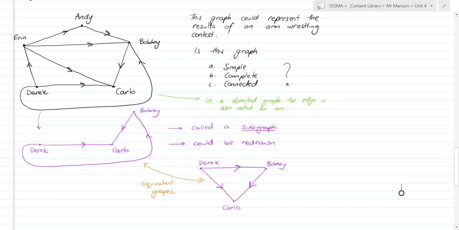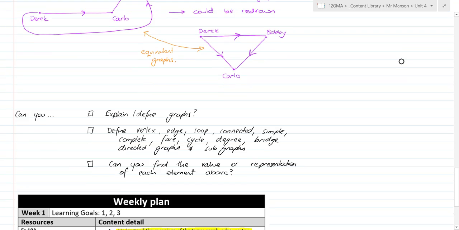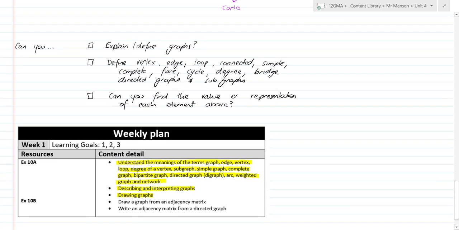So lastly, there's the resource, and here's the can-you list. Sorry, I've written 11A all over it, but it seems like it might be 10. Can you, one, explain and define graphs? Can you define a vertex, edge, loop, connected graph, face, cycle, degree, bridge, directed graph, or subgraph? Can you find a value or represent each element above?